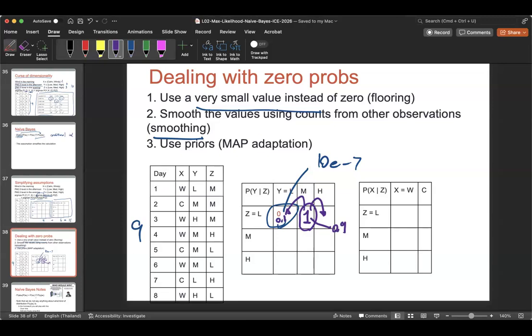Or use what we call MAP adaptation, which is a Bayesian technique. We won't go over this technique. I talk a little bit about it in the lecture notes. This part is optional, but if you want to read more about it, feel free to read about it in the lecture notes.